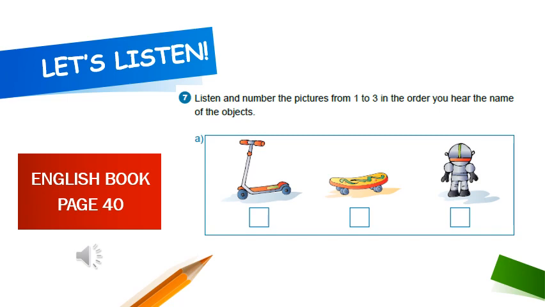Track 10, page 40. A. Number 1. It's a skate. Number 2. It's a scooter. Number 3. It's a robot.